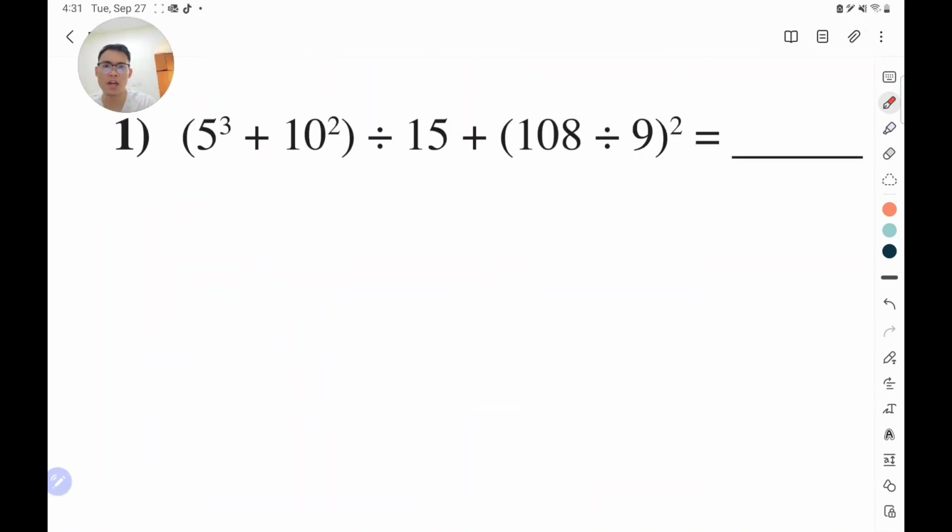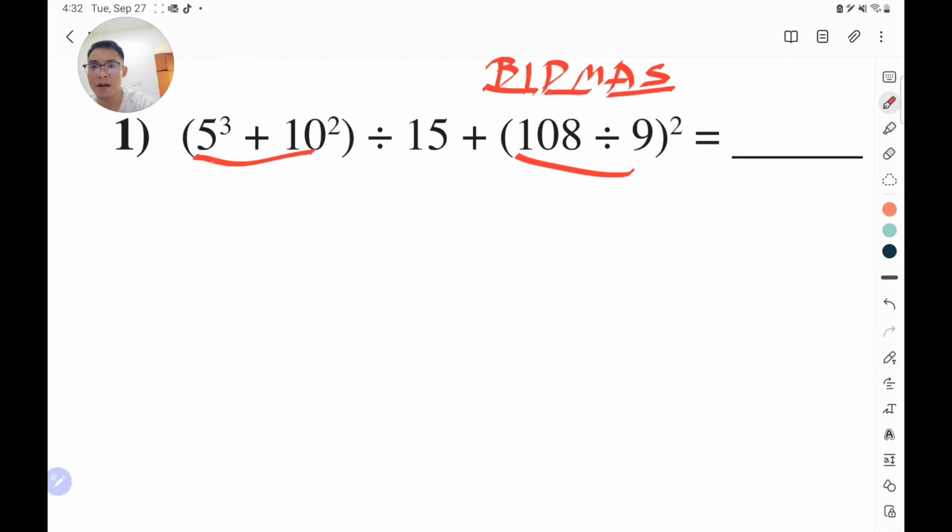Alright, let's try this one here. According to our BIDMAS: bracket, index, division, multiplication, whatever comes first from left to right, and addition, subtraction, whatever comes first from left to right. So let's simplify whatever is inside the bracket first. This one and that one, correct? So we have 5 cubed, whatever's inside the bracket is 5 cubed. We have 125 plus 10 squared is 100, right?